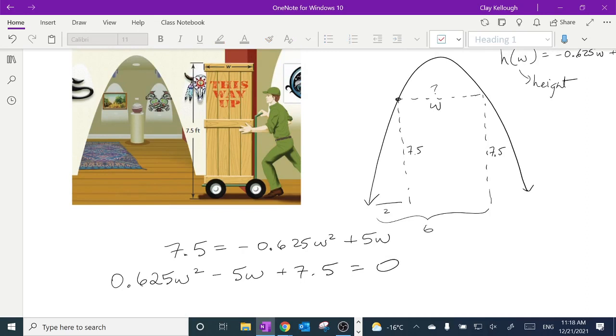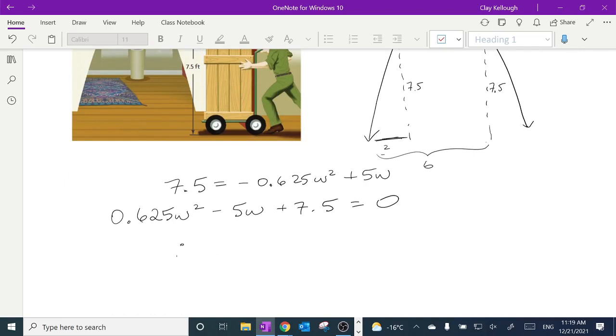In other words, this point here has an x coordinate of 2, and this point here has an x coordinate of 6. So if it's 2 from here to here, and it's 6 from here to here, how wide's the crate? 4. So then I would say, therefore, the crate only fits if it is less than or equal to 4 feet wide.